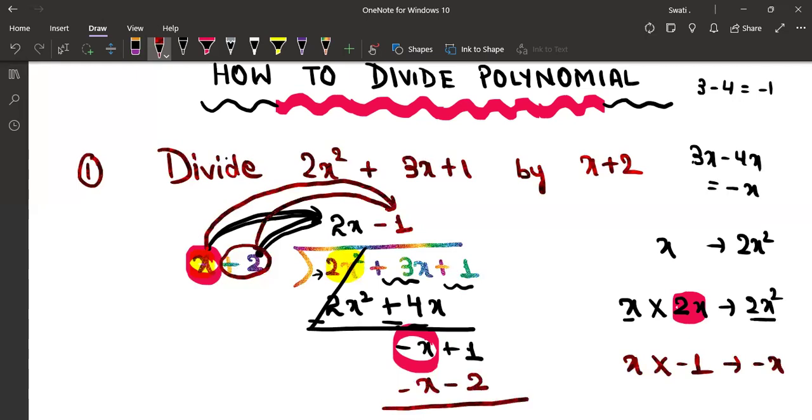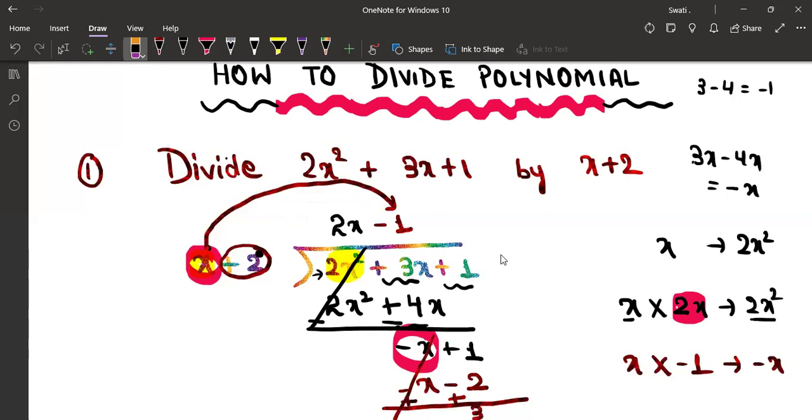Then now subtract this. When we subtract, we reverse the sign. This minus will become plus. This minus will become plus. Now this minus x and plus x will be 0. So it will get cancelled. And this plus 1 plus 2 will become 3. And that's it. We are done. So your remainder comes 3 and your quotient comes 2x minus 1. Clear? Yes.